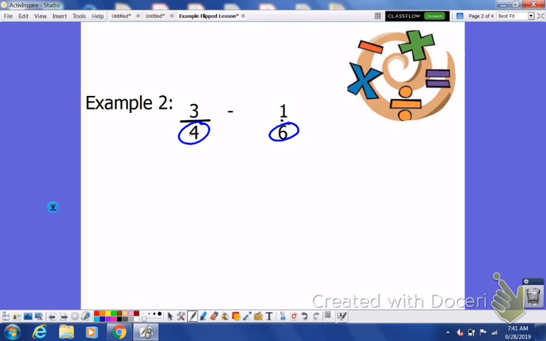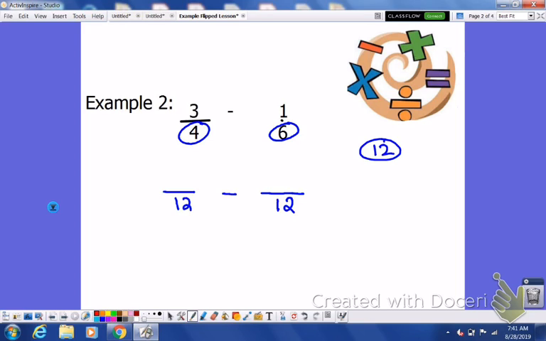Now in this case, again, we need like denominators. So I can't change a 4 into a 6 or a 6 into a 4, so in this case I need to think about what could I change both of them into. Well, if I think about my common multiples, I know that they both go into 12. So I know my denominator, rather, is going to be 12.